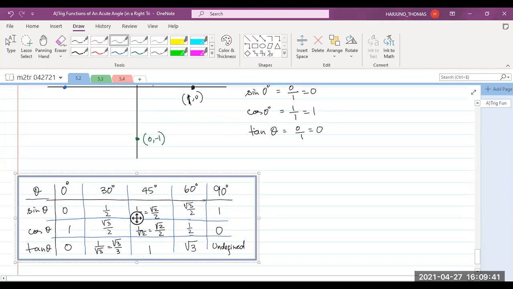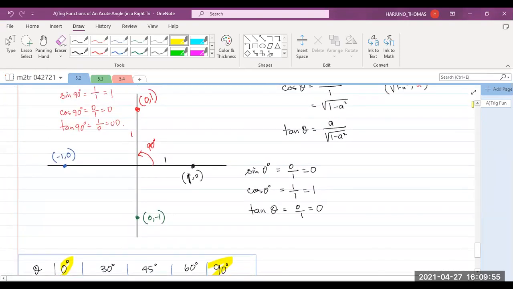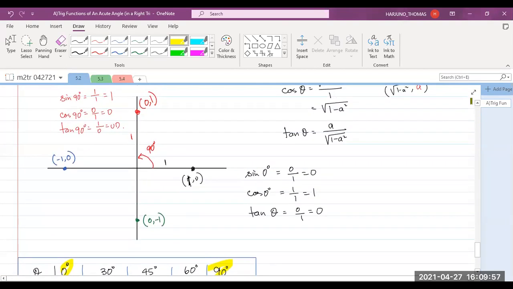Okay, but the way we get our sine, cosine, tangent of 0 degrees and 90 degrees, actually by picking a coordinate correspond to those angles in rectangular coordinate system. And then from there, see the y over r for the sine, x over r for cosine, and y over x for tangent.